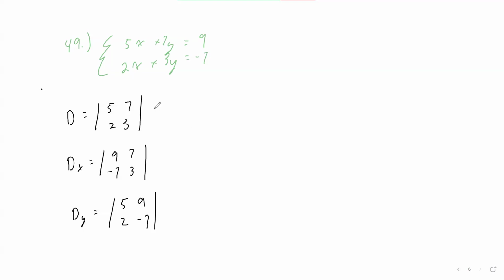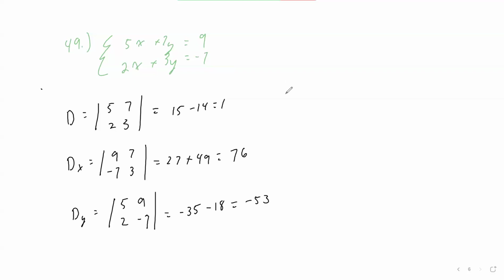All right, so then I just got to solve it. So 5 times 3 is 15, minus 2 times 7, which is 14, which is 1. 3 times 9 is 27, minus 7 times 7 is 49, so it's positive 49. 49 plus 27 is 76. And then this would be negative 7 times 5, which is negative 35, minus 9 times 2, which is 18. So 35 plus 18 will give you negative 53.